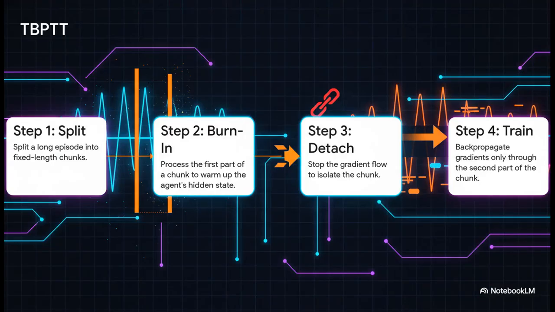The solution is something called truncated backpropagation through time, or TBPTT. Instead of trying to process the entire episode at once, we chop it up into manageable chunks. For each chunk, we do a quick burn-in to get the agent's memory up to speed. Then, and this is the key, we detach the state, which stops the gradient from flowing backward, and we only train on the second part of the chunk. This whole process makes training on super long sequences both stable and totally manageable.